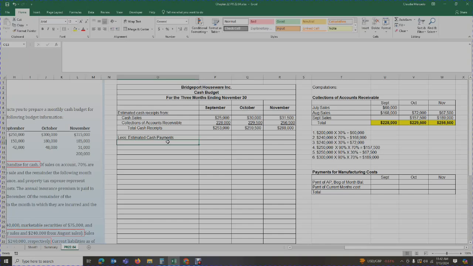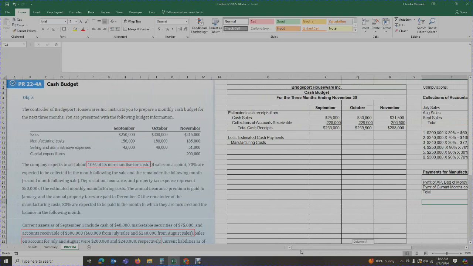So the first thing we're going to calculate is manufacturing costs. And I misspelled manufacturing. There we go. So for manufacturing costs, we are going to create a separate schedule. Remember, we have two schedules, one for the collections of accounts receivable and one for the payments for manufacturing costs. So let us work on the calculations for that. So let's go back and worry about manufacturing costs.